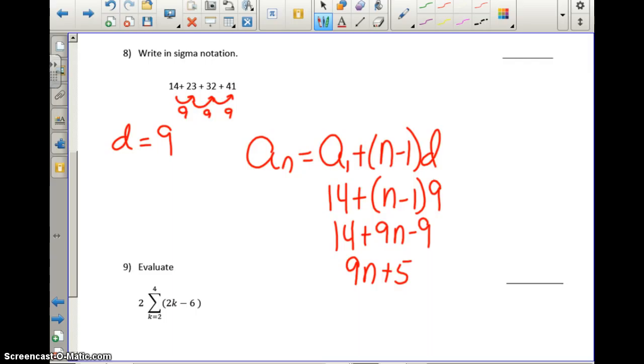Here's the pattern that these numbers are forming. And there's 1, 2, 3, 4 terms. So if I write this in sigma notation like the problem says, I am going from n equals 1 to 4. And this would be the answer.